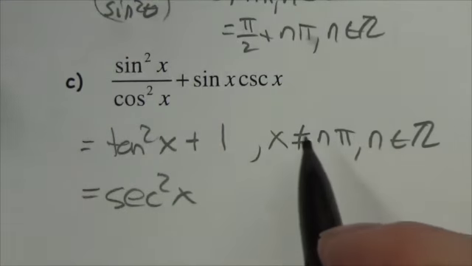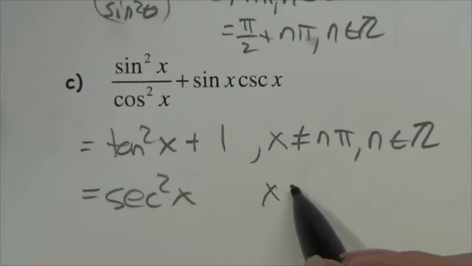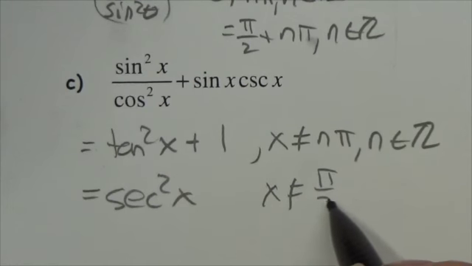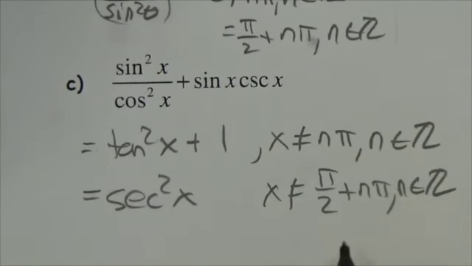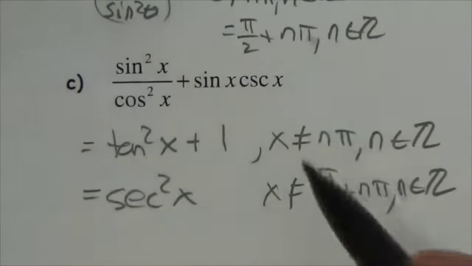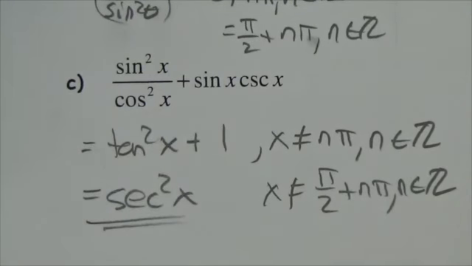Tangent comes with its own little set of restrictions here. X can also not equal pi over 2 plus n pi, where n is an element of the integers. So there's a couple of restrictions here, but that's the final answer that we get to. That's the one we're looking for.